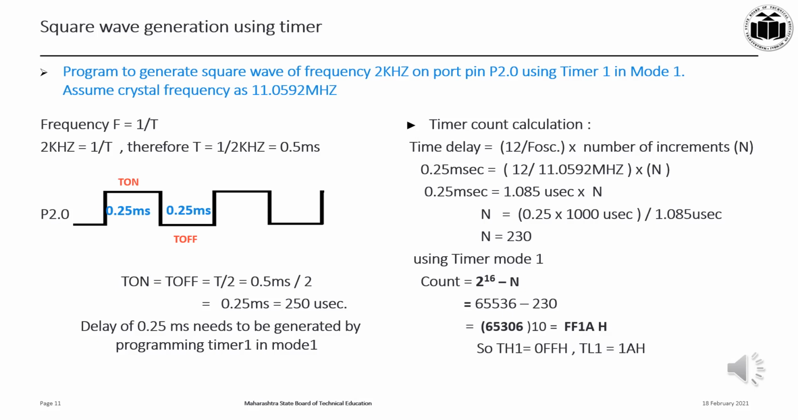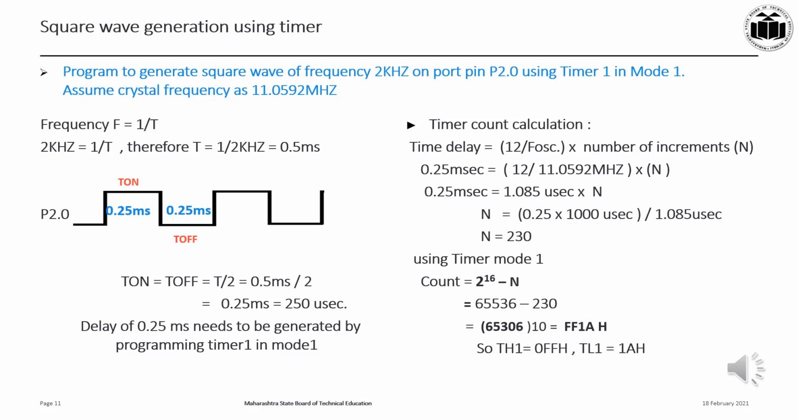By substituting the value of time delay and oscillator frequency, the number of increments comes around 230. This means that the timer has to make 230 increments to overflow. Now we need to calculate the initial count to be loaded in TH and TL registers. The initial count is equal to 2 raised to 16 minus n. As the timer is used in mode 1, which is 16-bit mode, the final count is 2 raised to 16. Hence, the initial count is given as 2 raised to 16 minus n.